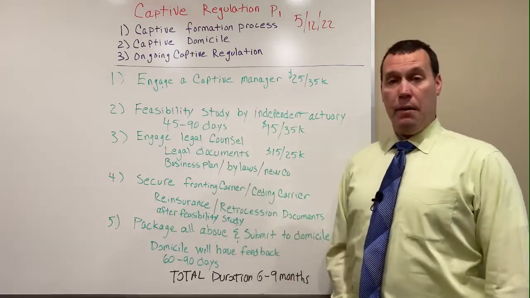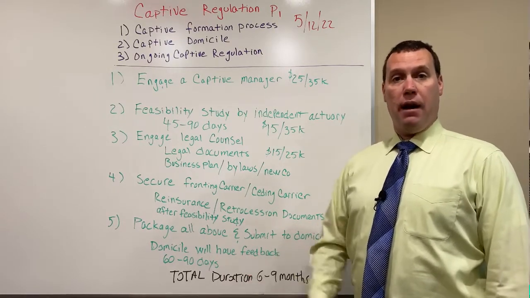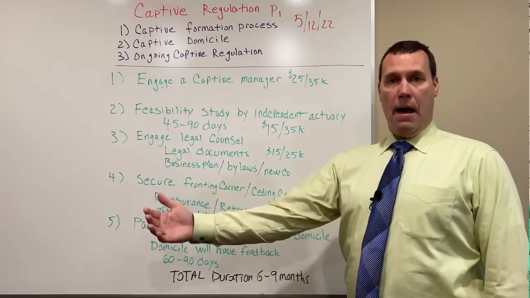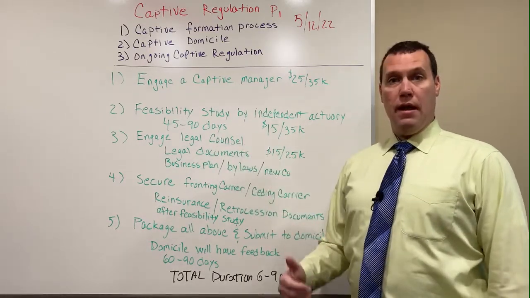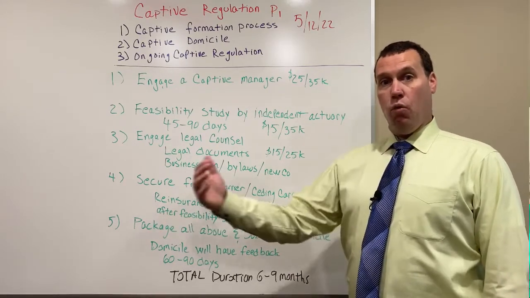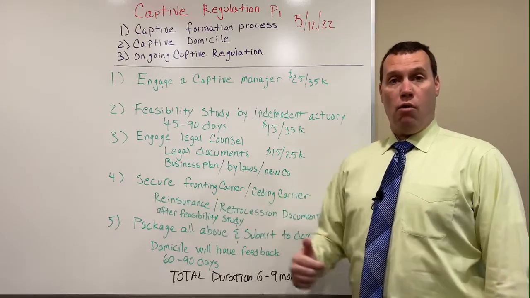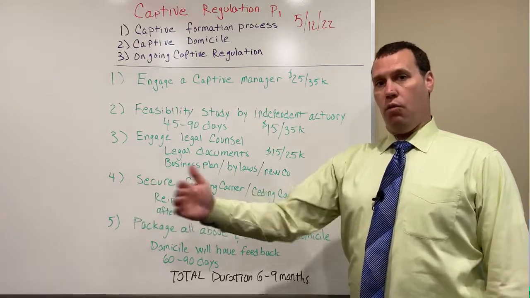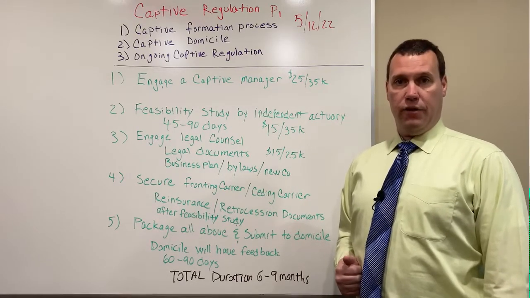The next step, which is a very important step, is the feasibility study. The feasibility study is conducted by an independent actuary, and it's really the predictive roadmap to the captive's future success. The feasibility study will include features such as how much premium needs to come in to cover the risks that the captive plans to insure. And then, of course, through a pro forma exercise, that pro forma will then demonstrate the profitability of the captive over the next 5 to 7 years.